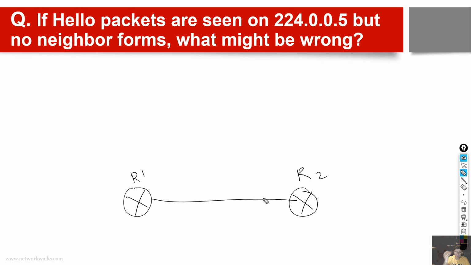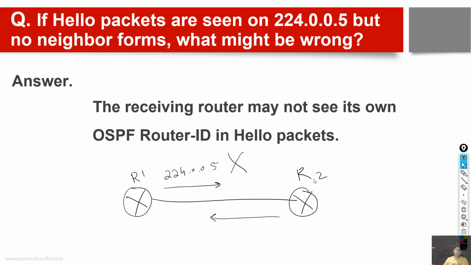But in this question, maybe he can extend the question. He can say, okay, you are saying 224.0.0.5 packets are very important. So now he's saying these packets are being seen when we capture or when we go to OSPF. These messages are being received, but still they are not becoming OSPF neighbors. So what could be the problem? There could be a lot of problems, but the most common problem after multicast is that the receiving router may not see its own OSPF router ID in the OSPF hello, right?